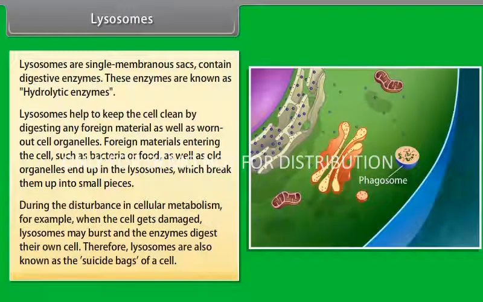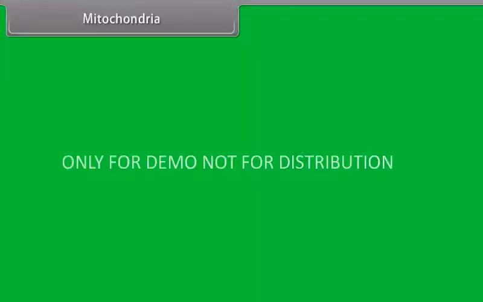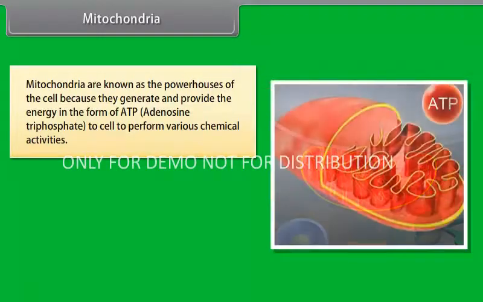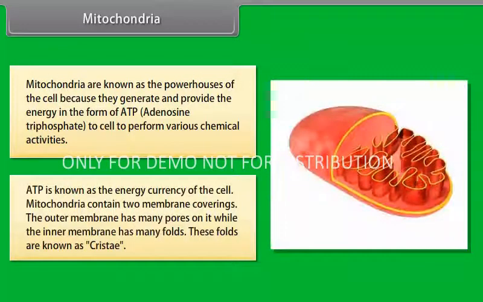During a disturbance in cellular metabolism, for example, when the cell gets damaged, lysosomes may burst and the enzymes digest their own cell. Therefore, lysosomes are also known as the suicide bags of a cell. Mitochondria. Mitochondria are known as the powerhouses of the cell because they generate and provide energy in the form of ATP, adenosine triphosphate, to the cell to perform various chemical activities. ATP is known as the energy currency of the cell.